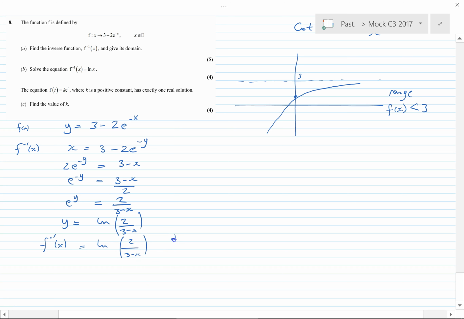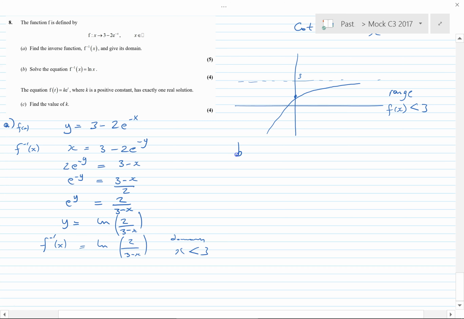In the domain, as we said earlier, we can see it from the function here. We can't put a negative into a log, so we can see it from that point of view. x has got to be less than 3, but we can see it from the range of the original function as well. Okay, so that's part A, 5 marks.